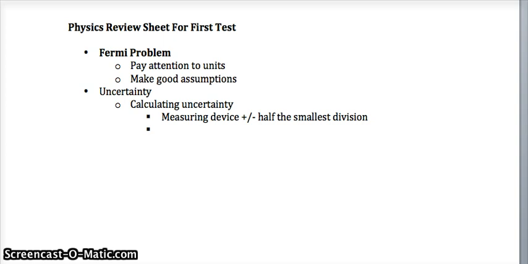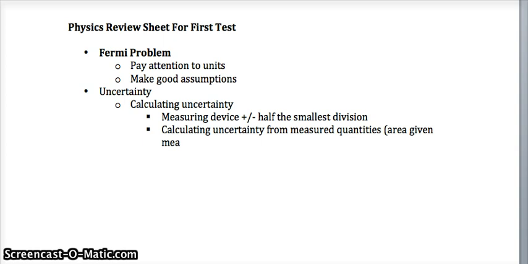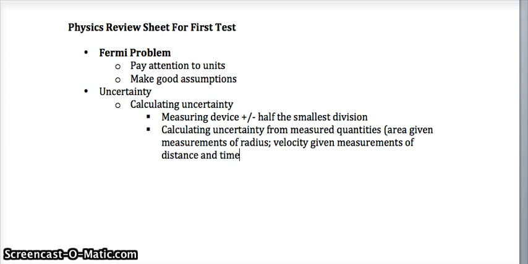Or it could be an example where you're calculating uncertainty from measured quantities. And the examples I'd send you to are the ones where we looked at calculating the uncertainty in area, given measurements of radius, or velocity, given measurements of distance and time.